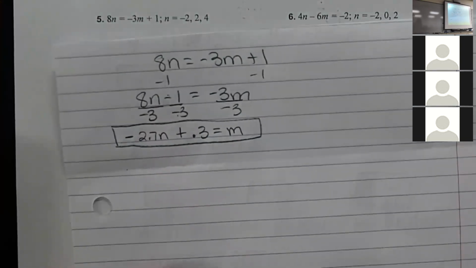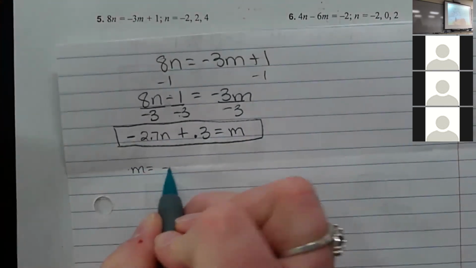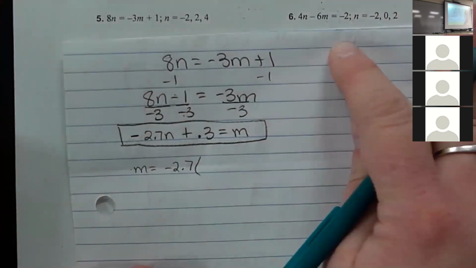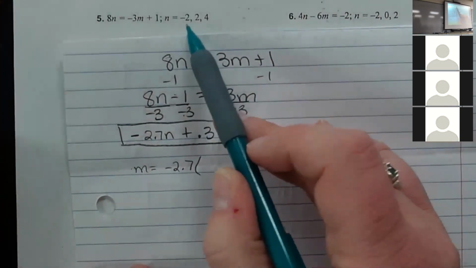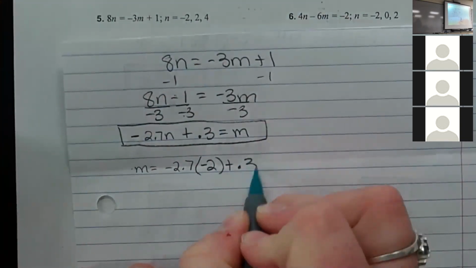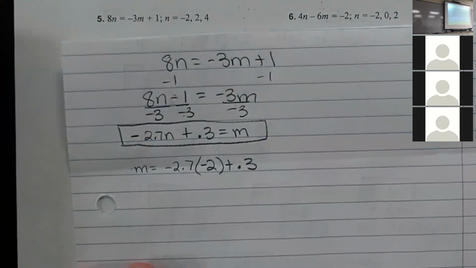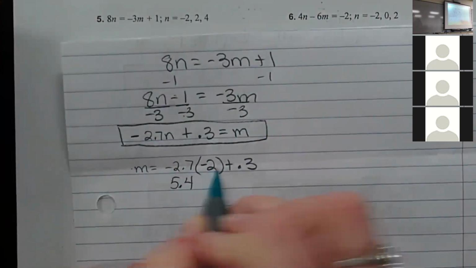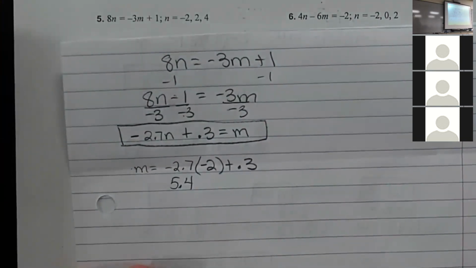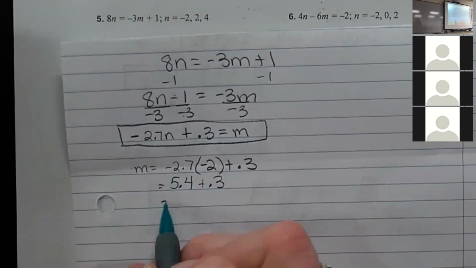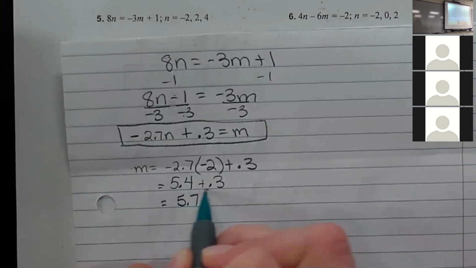Okay. So m equals negative 2.7 times, what's my first value that they want? Negative 2 plus 0.3. So now we got to get our calculators out. 2.7 times 2, doubling it. So 5.4, negative times the negative makes a positive. Make sure you're writing this down. Plus another 0.3 would give me 5.7. Good.